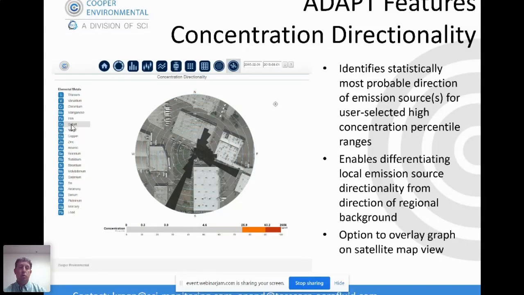So in this case for cobalt, what we're graphing is the highest concentrations here. They're coming from two primarily different wind directions like this. Obviously with this building in the way, that's probably a contributing factor for that.